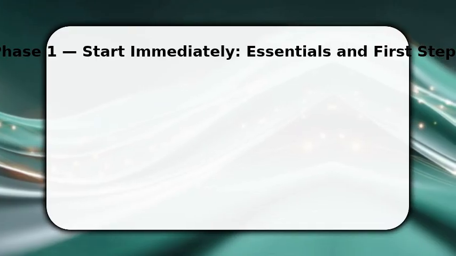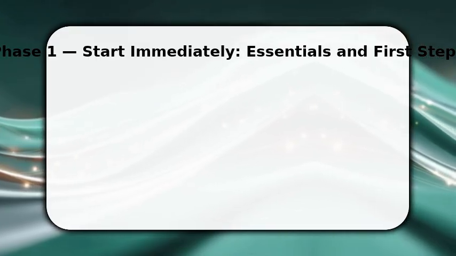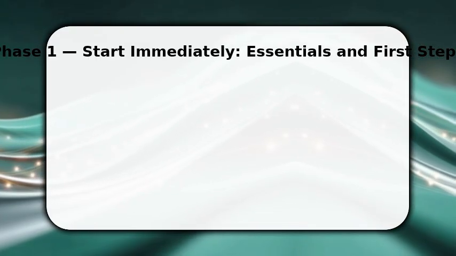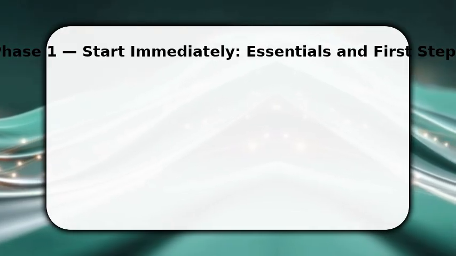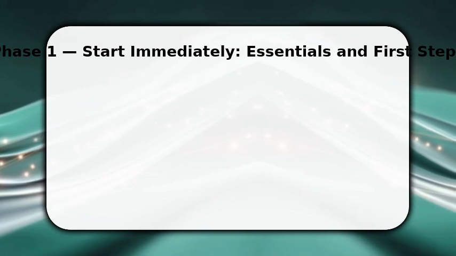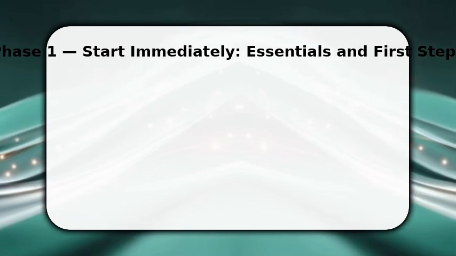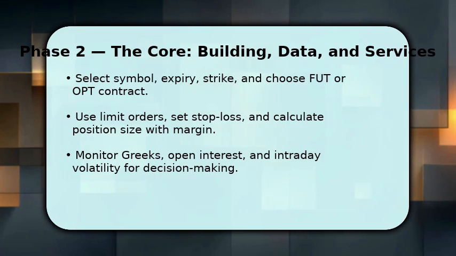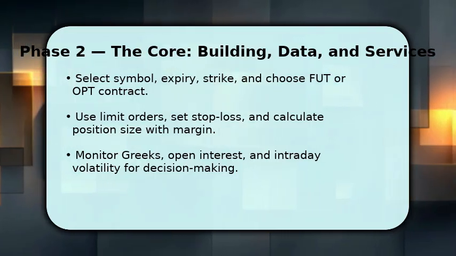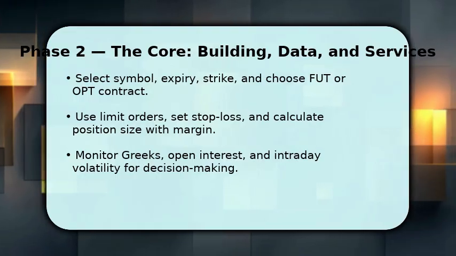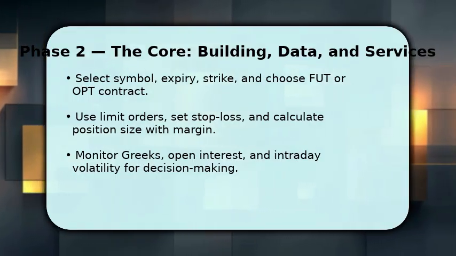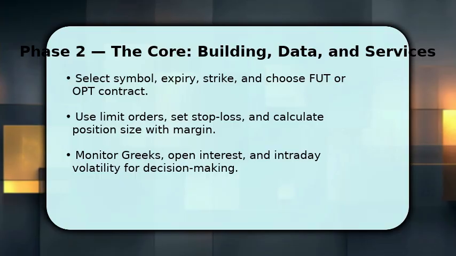Make sure to check margin requirements and brokerage fees now, because they affect position sizing and stop placement. This first step gets legal and financial basics out of the way so you can trade safely. Once your account is ready, search the symbol and pick the correct expiry and strike price. Choose futures versus options deliberately because risk profiles differ.